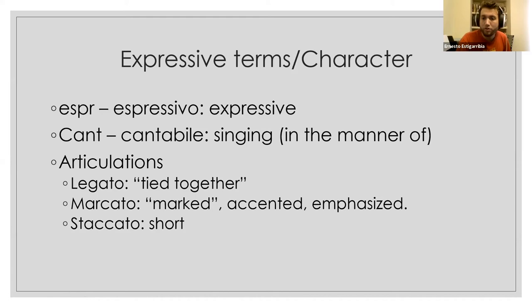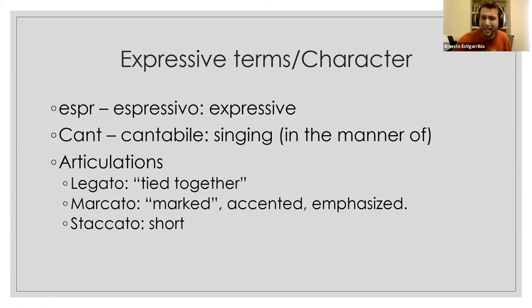Okay, expressive terms. First of all, espressivo is usually abbreviated espr. Espressivo means expressive. That means to squeeze out all the content of the music and give it out. Cantabile, usually abbreviated cant., means singing, in the manner of singing. That means you have to imagine you are singing and you are connecting beautifully all the notes.